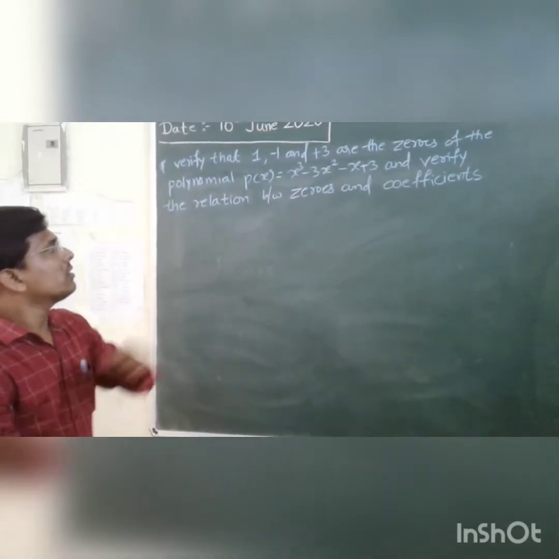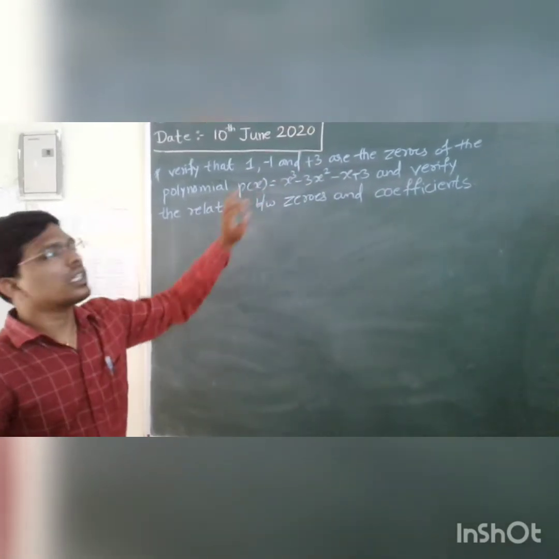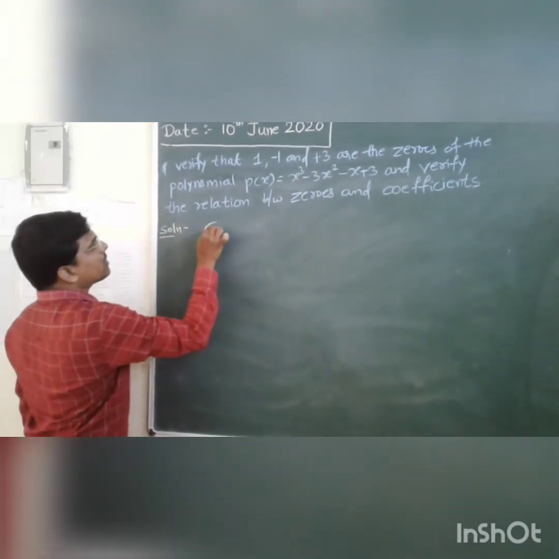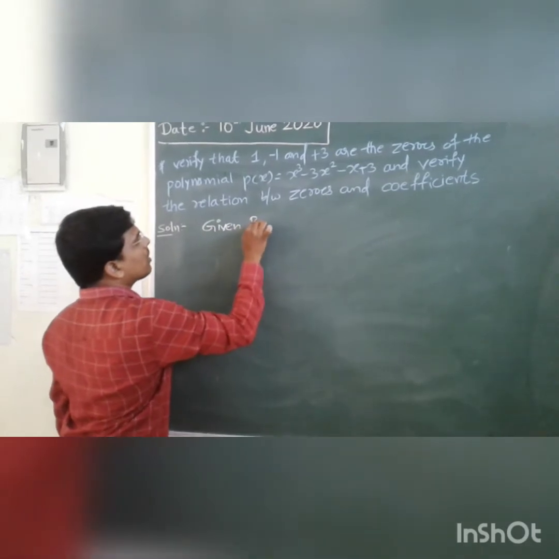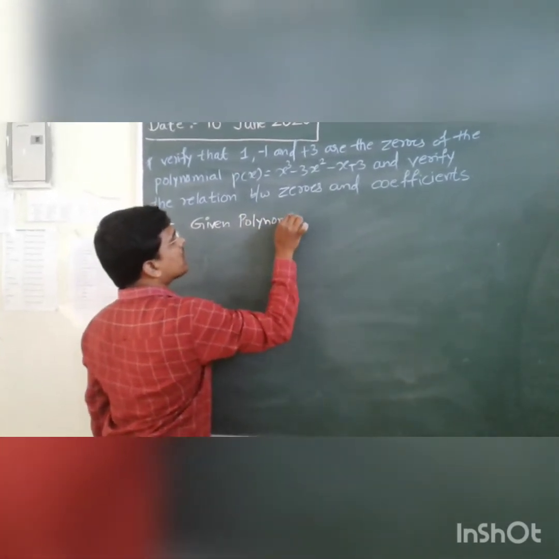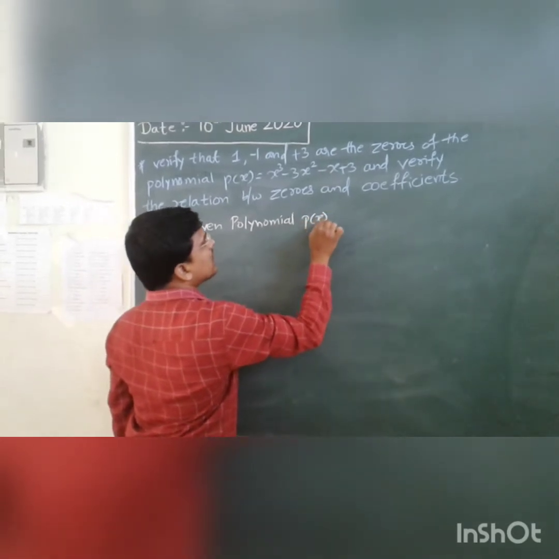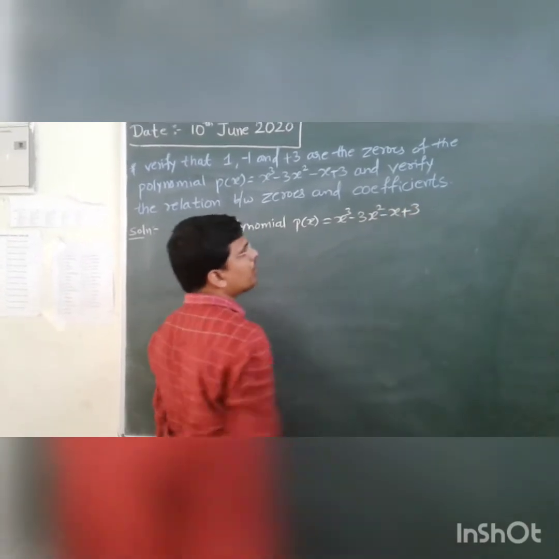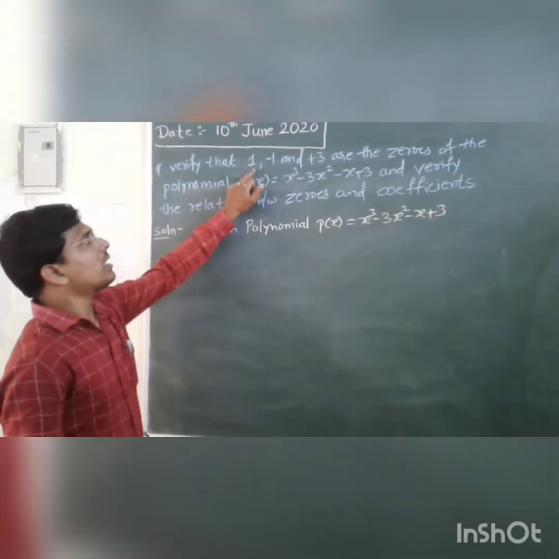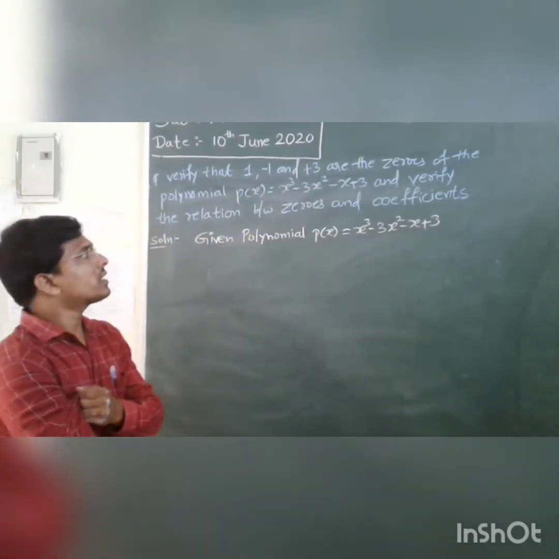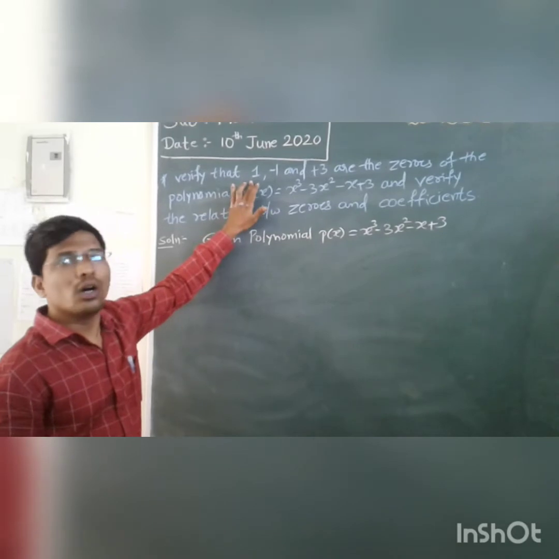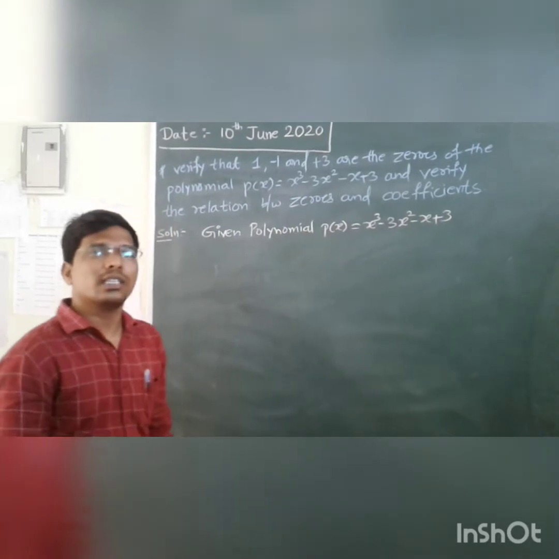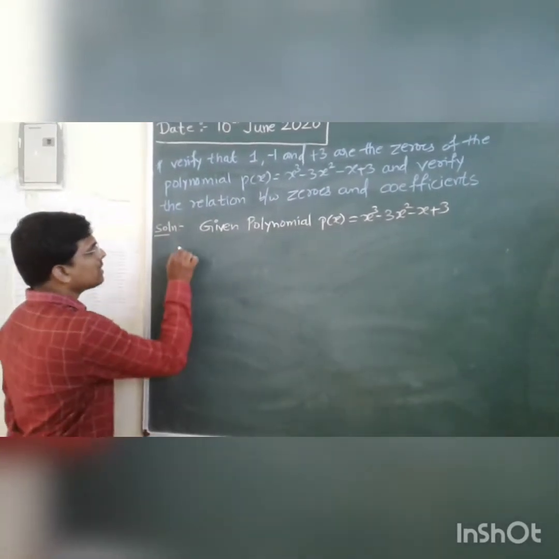Okay. So let me check first whether these three given numbers are the zeros of the given polynomial or not. So, solution. Write the given polynomial. P of x is equal to x cube minus 3x square minus x plus 3. And what are the zeros? 1, minus 1 and plus 3. So first substitute each and every number. If you get the whole polynomial value as 0, then only we can say the given three numbers are zeros of the polynomial. So first let me substitute.